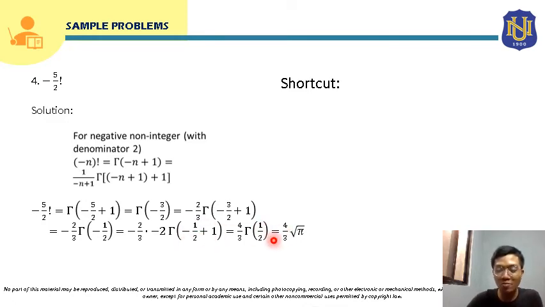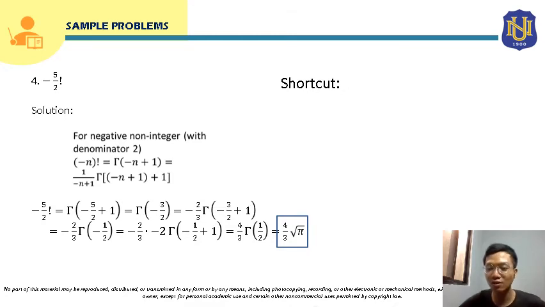Okay, so from here, this is already gamma of 1 half. We already have the value for gamma of 1 half, which is square root of pi. So we just substitute square root of pi here. So this will become 4/3 square root of pi. So this is actually the answer already for negative 5 halves factorial.